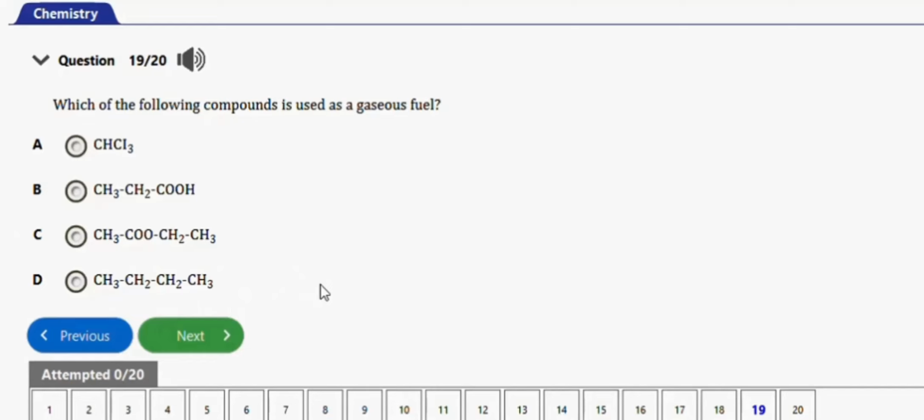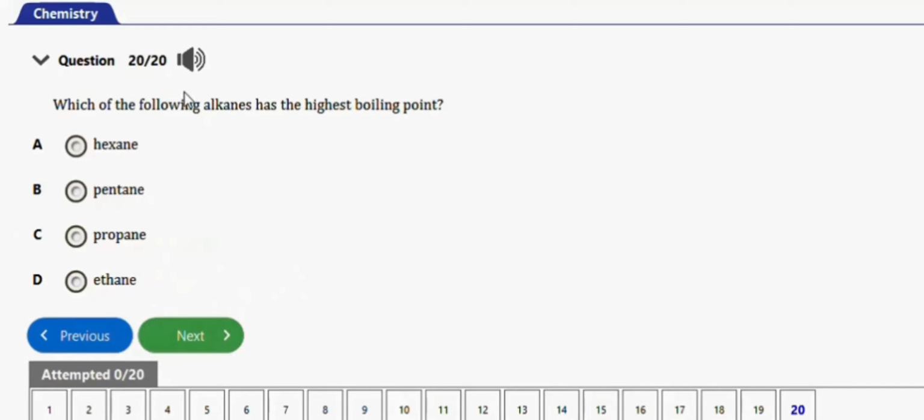The last question I have here before I end this video is this one. It says which of the following alkanes has the highest boiling point? The right answer here will be hexane, from the order after methane, ethane, propane, we have butane, pentane, hexane. So the right answer is option A. The boiling points of alkanes increase as you go down, as the number of carbon atoms and hydrogen atoms increases.